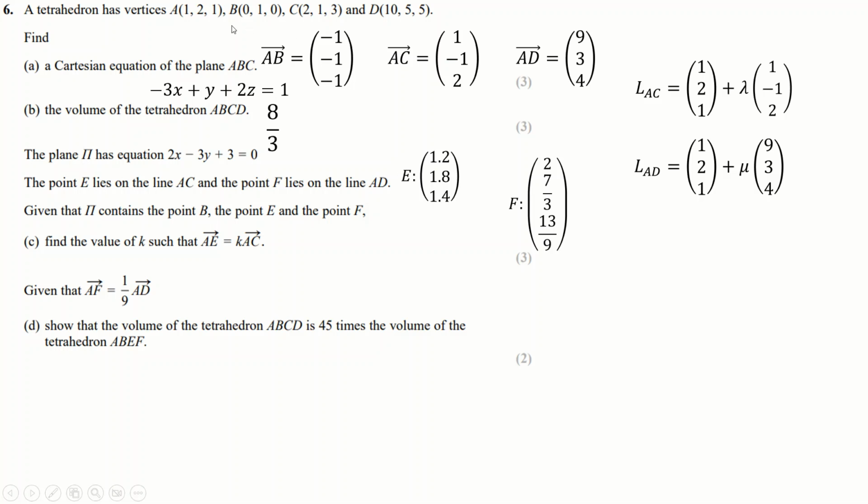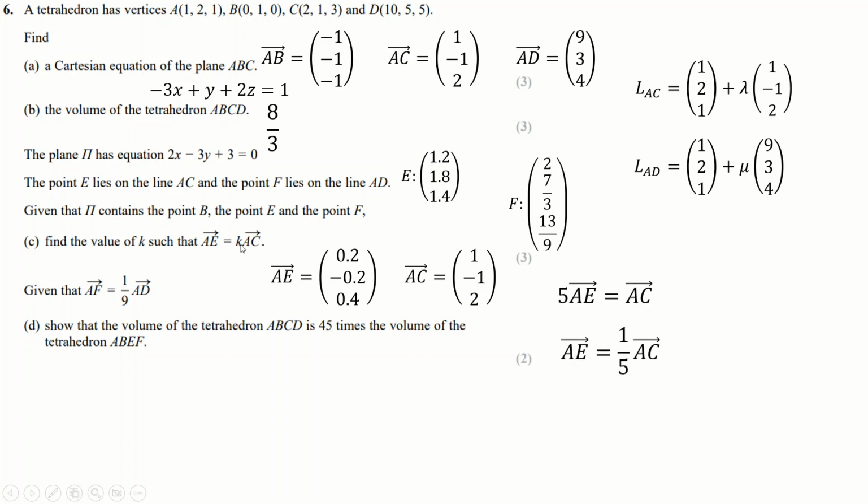A to E is therefore this to this, going to be 0.2 in the x's, minus 0.2 in the y's, and 0.4 in the z's, so that's going to be A to E. And A to C we already knew is that, so I'll just write it out again. And I think if I just times this by 5, I'll get that. So therefore, if I divide this by 5, I'll get that, and k must be a fifth, which I don't think I ever wrote down anywhere clearly. Maybe I should just write here k is equal to a fifth.